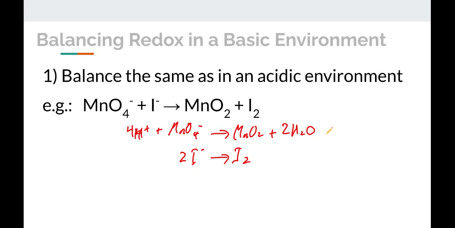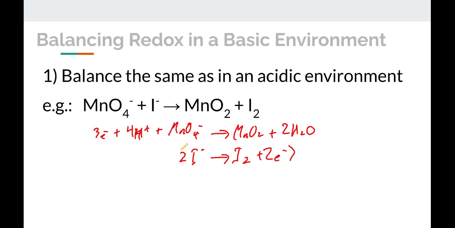And now my total charge on the right is 0. My total charge on the left is 4 minus 1, which is 3. So 3 electrons will bring that to 0, so it matches the right-hand side. There was no oxygen or hydrogen in the second half reaction, so I only have to balance charge. I have 2 negative on the left. I have neutral on the right, so 2 electrons on the right-hand side balances that.